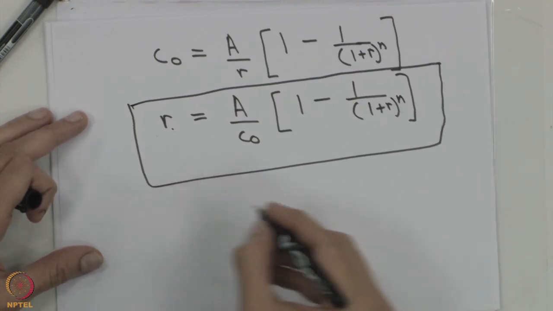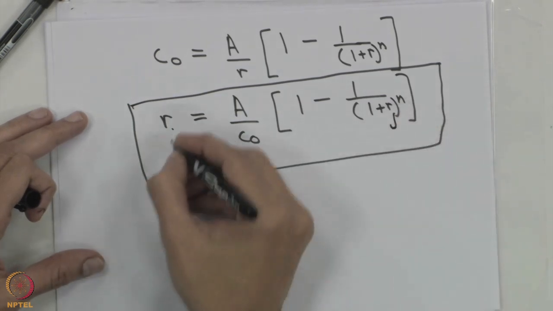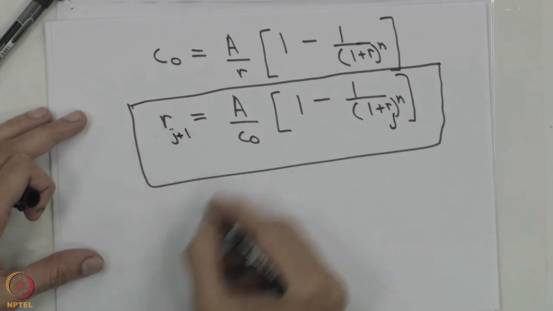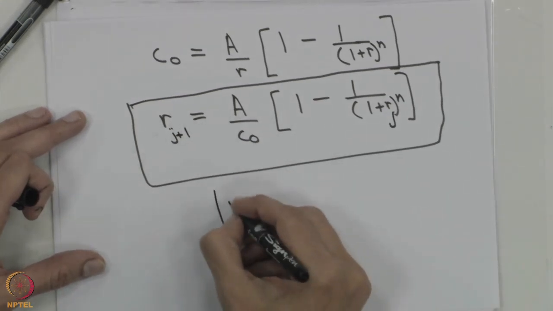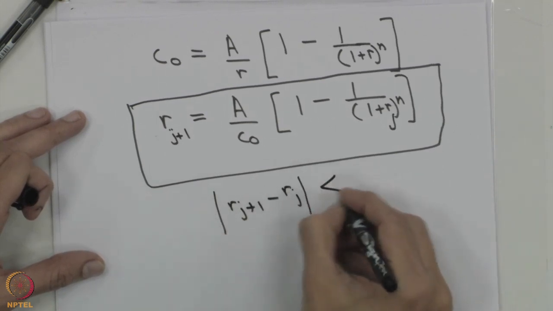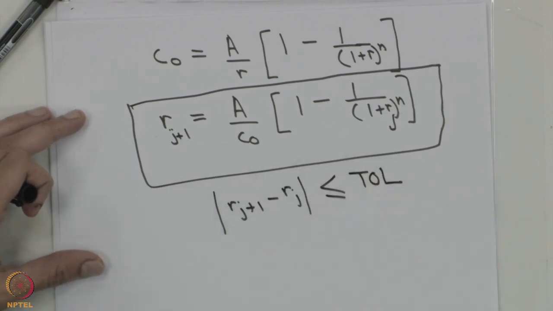So, let us take R_j and then update it to get the new value R_j plus 1, and keep iteratively solving this till the modulus of this difference is less than or equal to some tolerance value. So, this is one way in which we can solve and get the internal rate of return. Of course, even in Excel there is an IRR function. You can actually calculate and see that it brackets the roots. But this is a simple way of doing this.